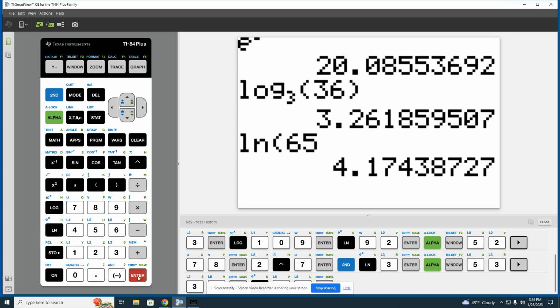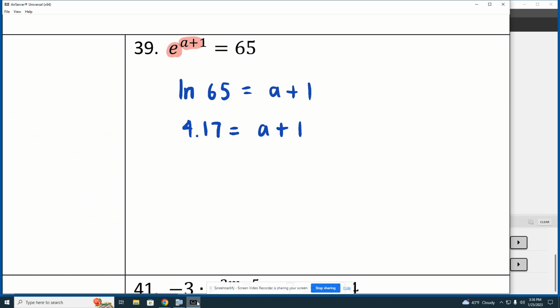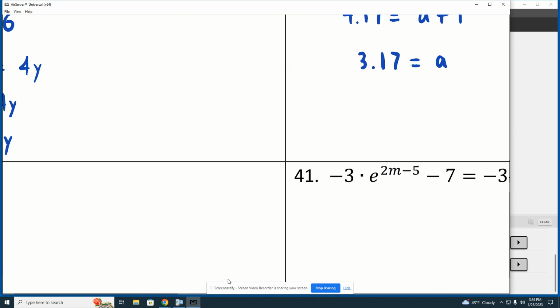So 4.17 equals a plus 1. So all I've got to do last is subtract that 1. So a equals 3.17. Pretty simple stuff. I think you guys all will agree.